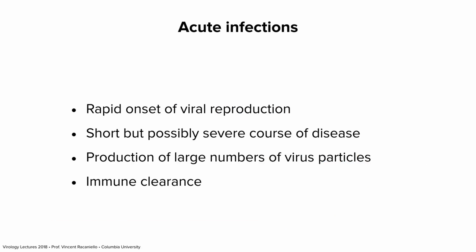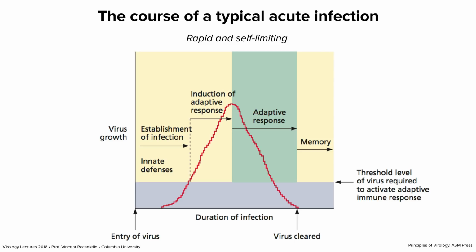But for today, acute infections involve a rapid onset of infection or reproduction, a short disease course, and it can be mild or it can be severe. Whether it's acute or not has nothing to do with the severity. Large numbers of virus particles are made, and eventually the infection's cleared by the immune response, and you have some kind of immune memory as a consequence.